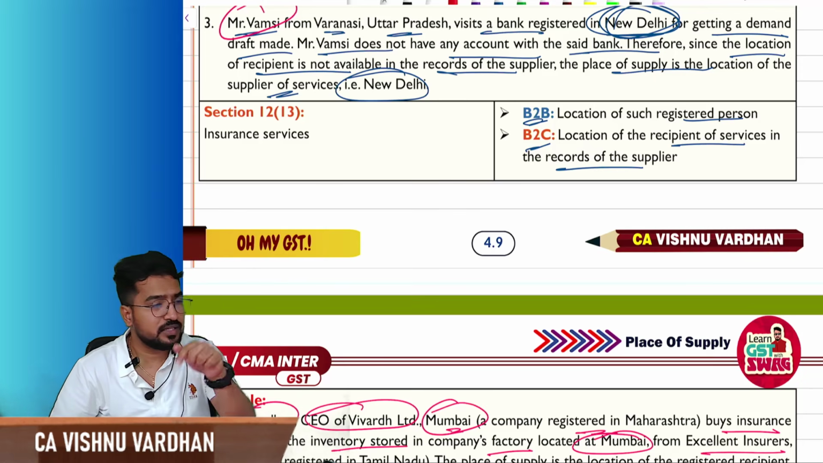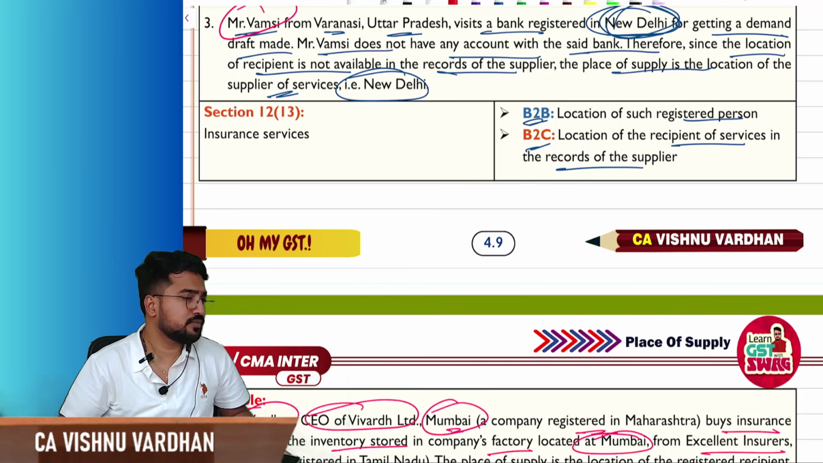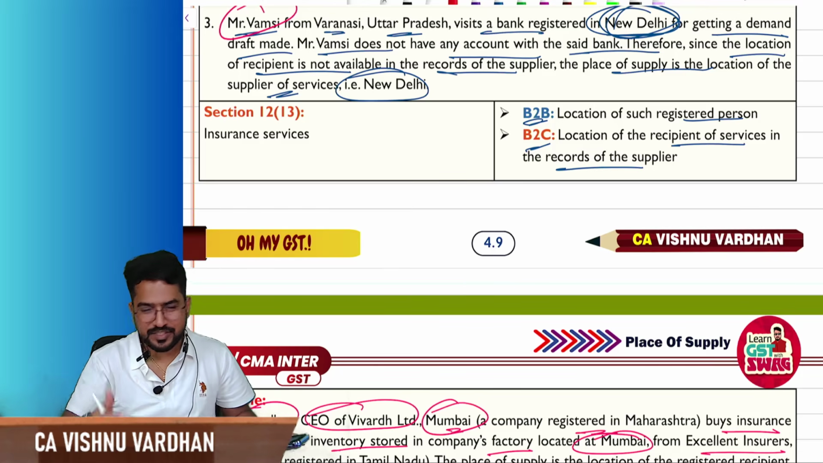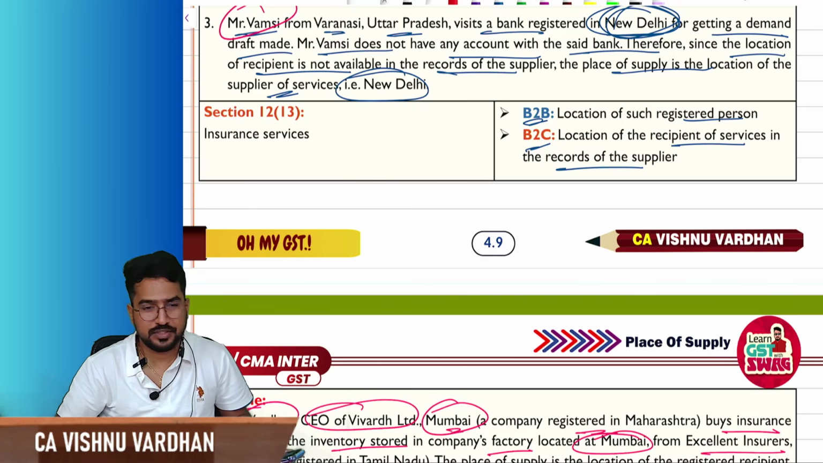B2C, whatever the address available. If the address is not available, insurance company will give insurance without address, so there is no such situation.